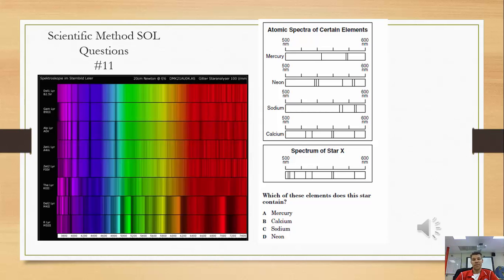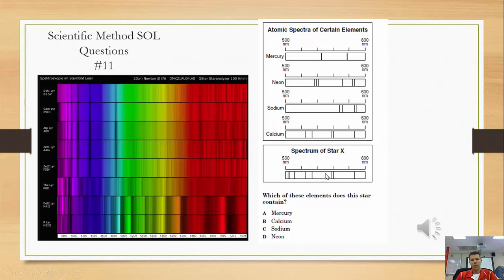This question is a puzzle. It's kind of like finding the DNA of a star. If you know what DNA is, it's a way to tell who did the crime by looking at a blood sample, or who somebody's parents are, or things like that. So every star has a very specific spectrum of certain elements. And this is the mystery star right here, the spectrum of star X. If we look at star X, we've got 2 close lines here, and we've got a big space here, an even larger space here, and then another large space. Now, here's calcium, sodium, neon, and mercury.